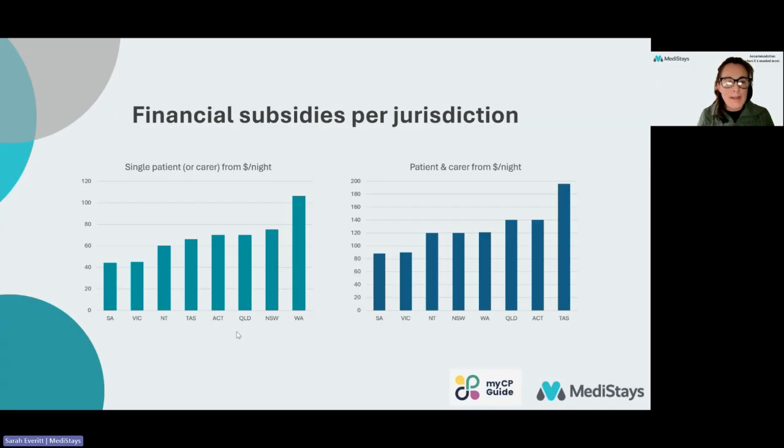To stay in the accommodation. Also to add, for people travelling with the patient, the subsidy will cover the person staying nearby while the patient is in hospital.